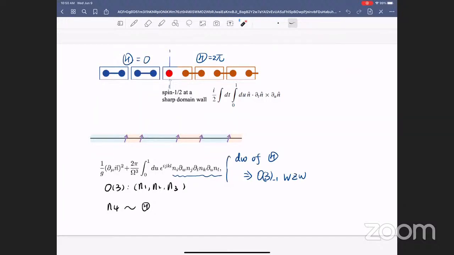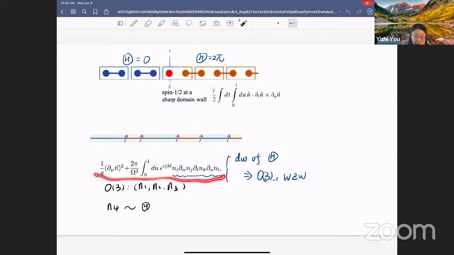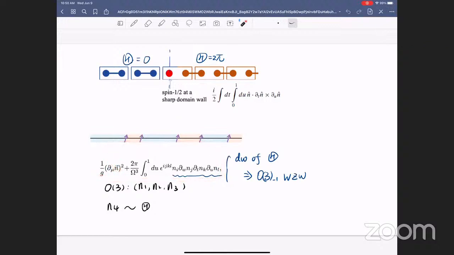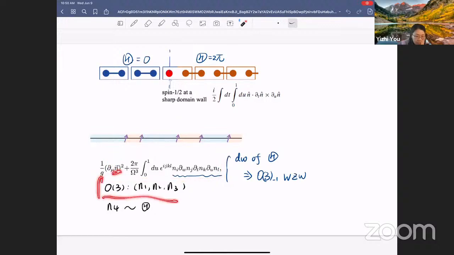And can you explain again the bottom of this slide? What is this continuum Lagrangian? This one. Do you mean this one? Yes. So in this Lagrangian, this n is a four-component vector where the first three components are our previous O3 rotor, and the fourth component, n4, corresponds to the value of theta, or corresponds to something like, it's not a usual valence bond order. It's whether it's pairing intraside or interside.